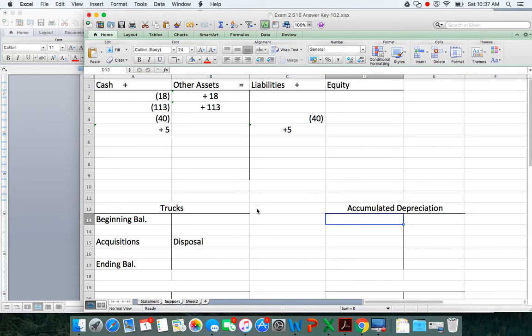All right, let's do the same thing with accumulated depreciation. Accumulated depreciation is a contra asset account, which means it begins and ends with a balance over here on the credit side. So I'll say it starts with something and it ends with something.